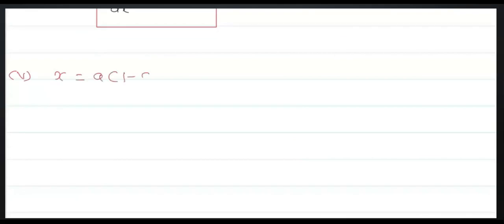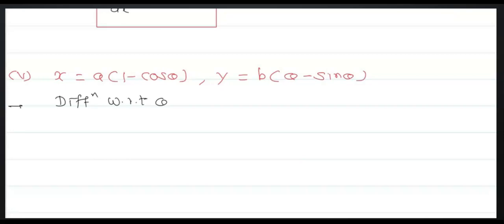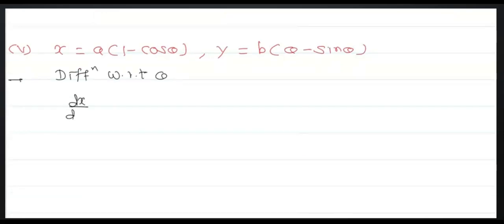x is equal to a(1 minus cos theta), y is equal to b(theta minus sin theta). Now differentiate this with respect to theta. dx/d theta is equal to a times, derivative of 1 is 0, derivative of cos theta is minus sin theta. This minus minus becomes plus.